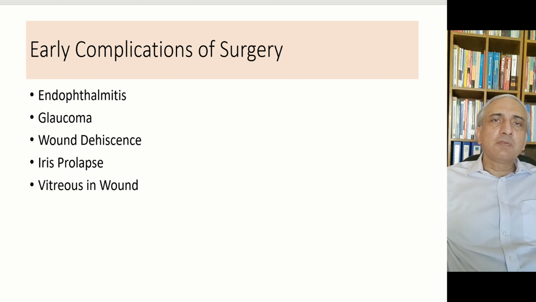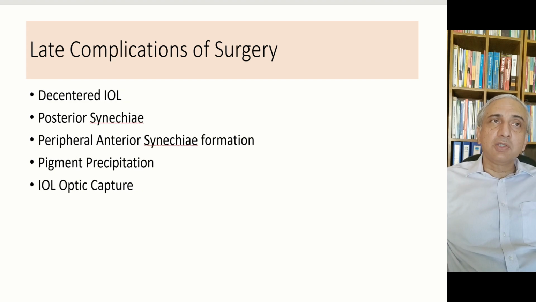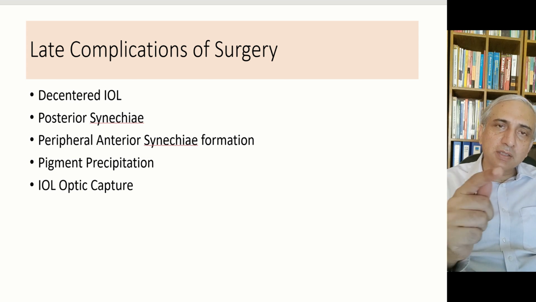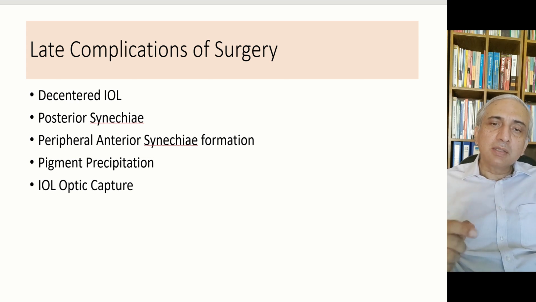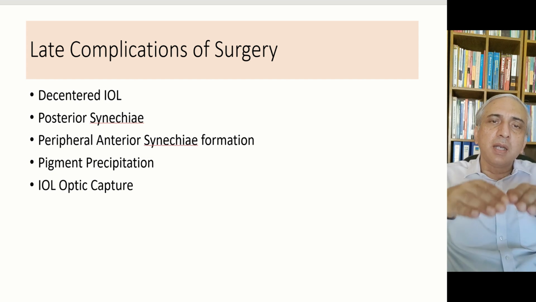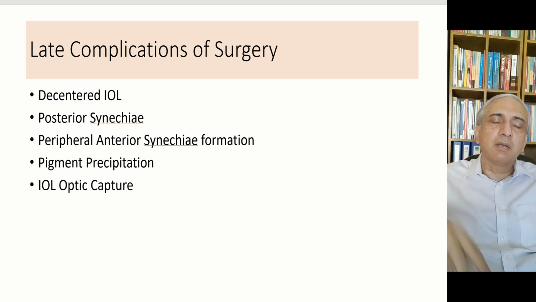Late complications of surgery, which are very commonly seen in children, include decentered IOL, posterior synechiae formation, and peripheral anterior synechiae. Those two are different. In peripheral anterior synechiae, you'll see the iris is encroaching up and going anteriorly, or at the periphery it shelves up anteriorly and is attached to the iris.